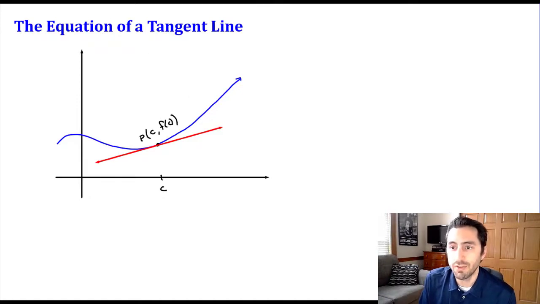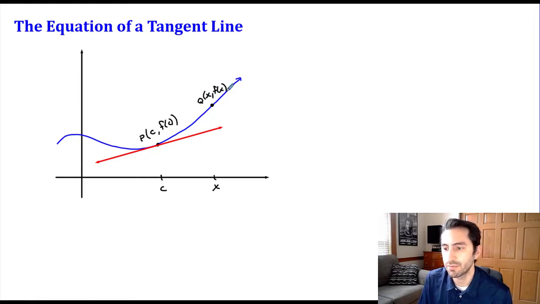So the way that we want to consider this is we're going to pick out a second point somewhere on our function. So we'll pick out this point here and let's call this one Q. And then let's say that this is at x. So that means that the coordinates of this point are x and f of x. If I connect together these 2 points, I get what is called a secant line. So that line that goes through P and Q, that is a secant line.